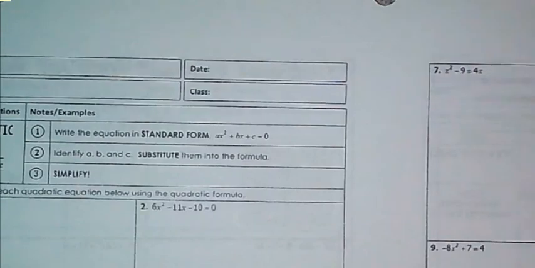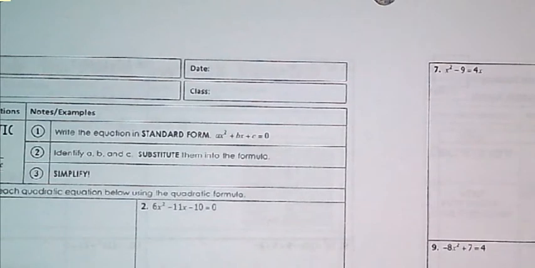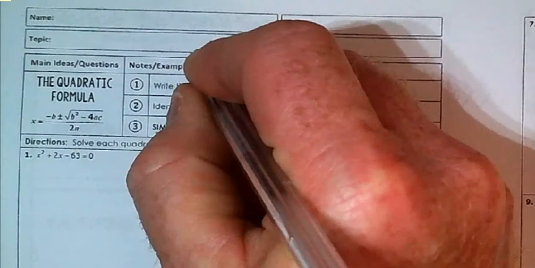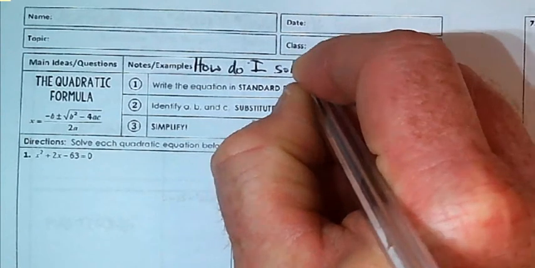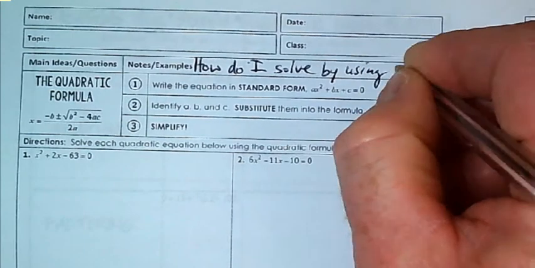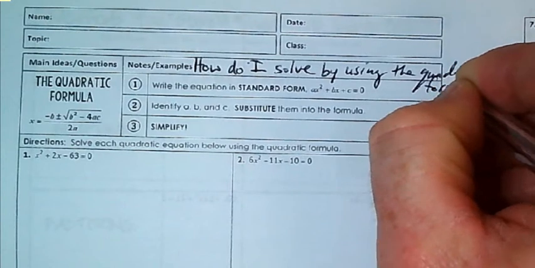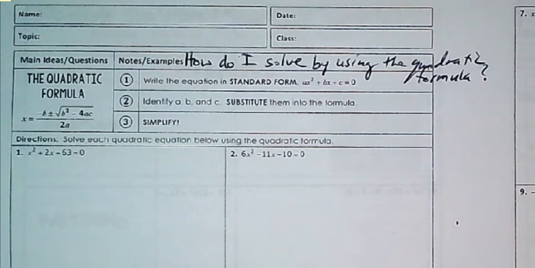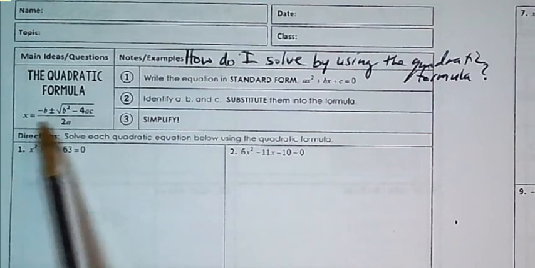Okay. The fifth and final method for solving quadratic equations is by using the quadratic formula. So we're going to answer the question, how do I solve by using the quadratic formula? All right. So we're going to answer that question today. It's a very simple process. The quadratic formula is this formula here in the box.